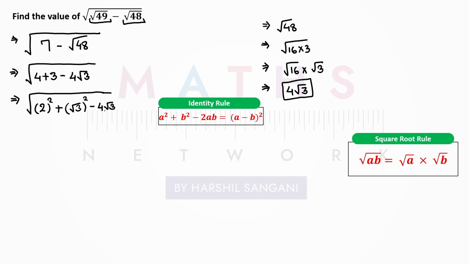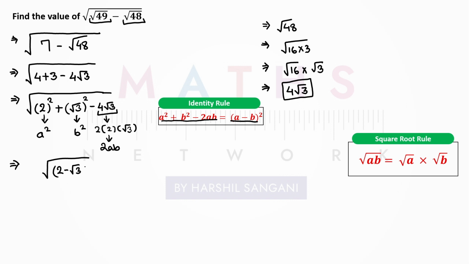Here guys, we see that this expression is now in the form of a square plus b square minus 2ab. Here our 2 square is our a square, this root 3 square is our b square, and minus 4 root 3 is our minus 2ab because it is 2 multiplied by 2 multiplied by root 3, which are our a and b. So we have this equal to 2ab. Now guys, we can abbreviate this in a minus b whole square form. So we have this square root of 2 minus root 3 whole square. Now guys, we know that square and root get cancelled, so here also they get cancelled and we get our answer, that is 2 minus root 3.